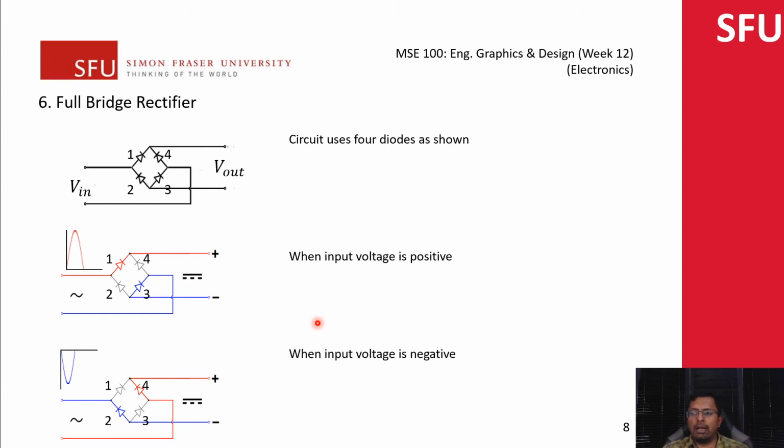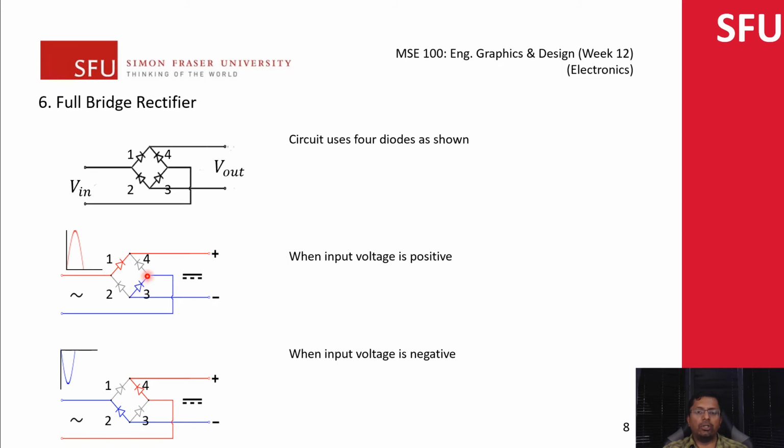Imagine this is plus and this is negative for the options given here. Red would be positive and blue would be negative. So imagine you have an AC signal going over here, and this point here is positive and the bottom is negative. What's going to happen is this one is going to be conducting properly.